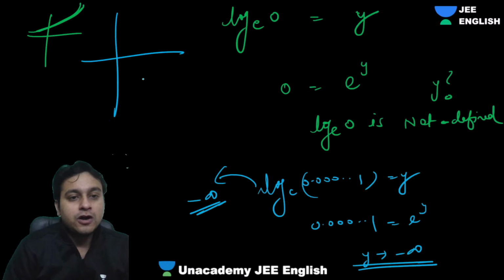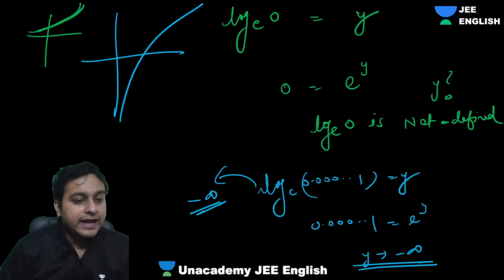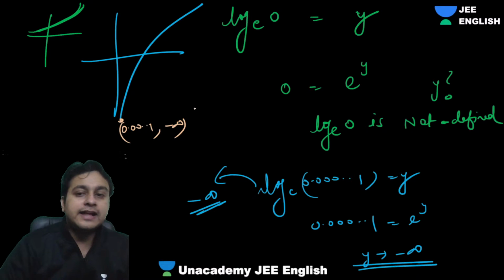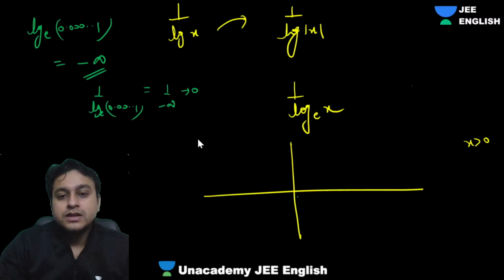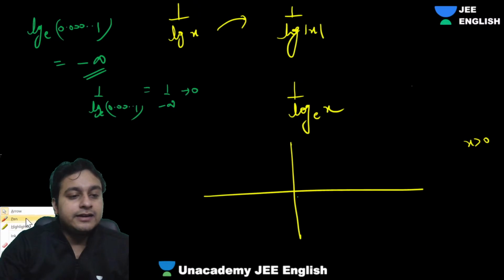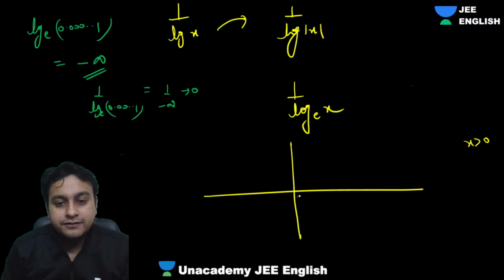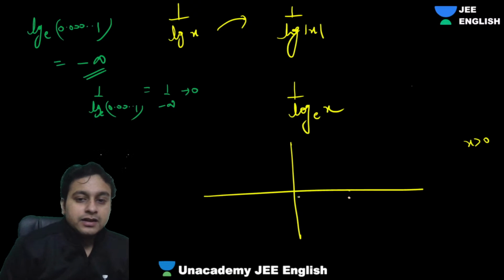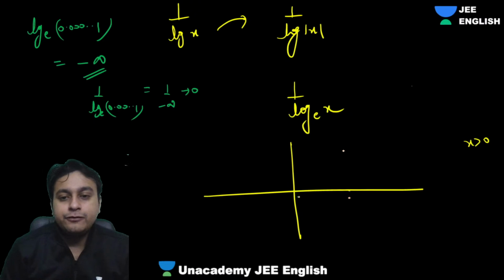That's why the graph of log x starts from here. When x is 0.00001, y is minus infinity. That's the reason why. So if you can see here, it will be not defined at 0. It will be not defined at 1 also, maybe. Okay, right? That's it.